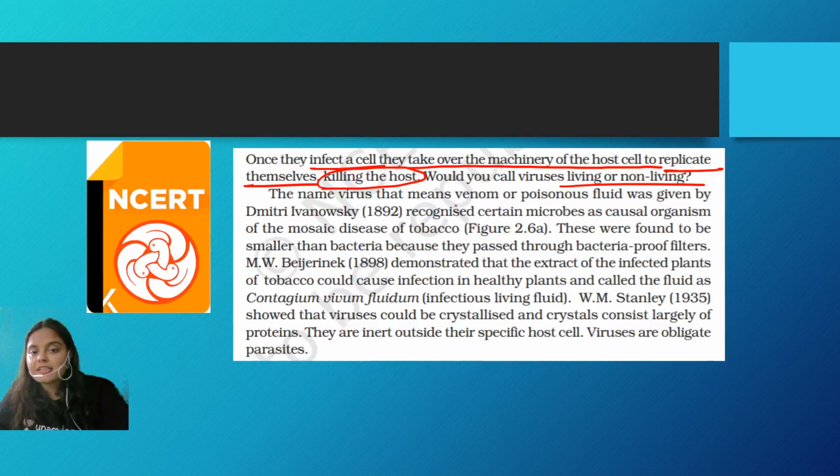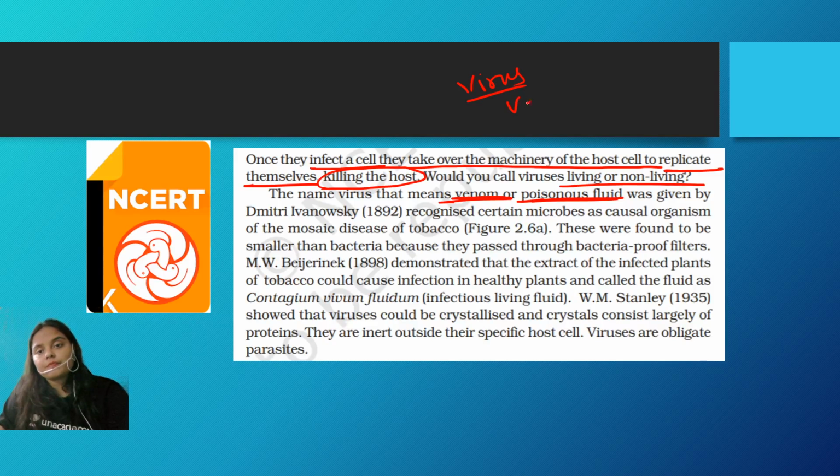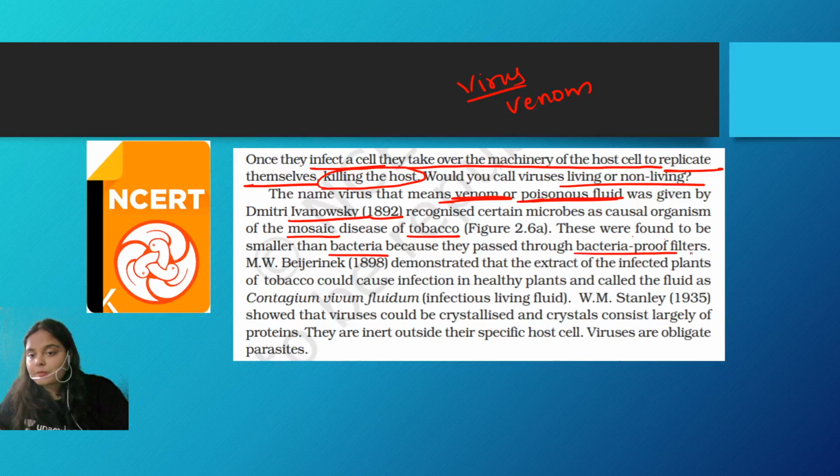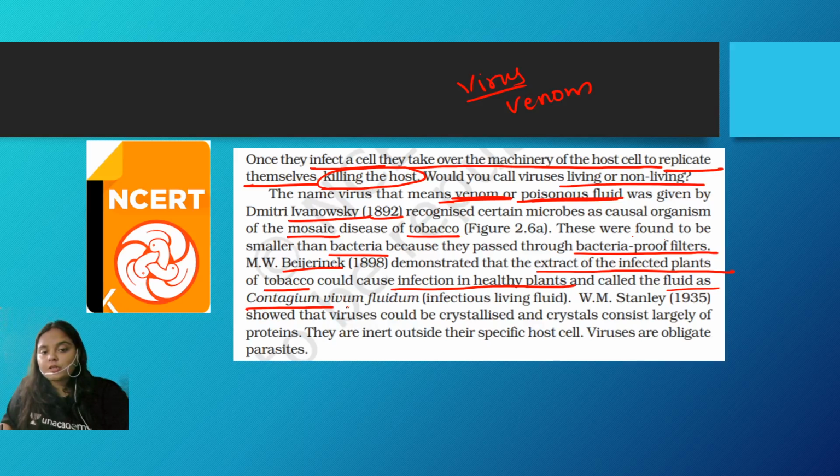The name virus means venom or poisonous fluid. It was given by Dmitri Ivanovsky in 1892, who recognized certain microbes as the causal organisms of the mosaic disease of the tobacco. These were found to be smaller than bacteria because they pass through bacteria-proof filters. Now, Beijerinck demonstrated that the extract of the infected plants of tobacco could cause infection in healthy plants and called the fluid contagium vivum fluidum, that means infectious living fluid.